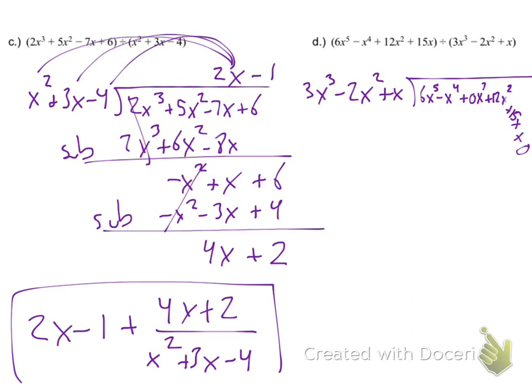And then you just have to ask yourself, how do I make a 3x cubed equal a 6x to the 5th? 2x squared. And then just multiply through. Same thing over and over and over again.